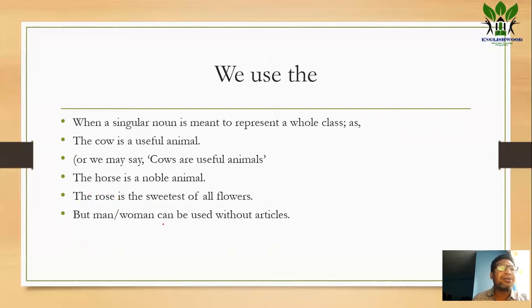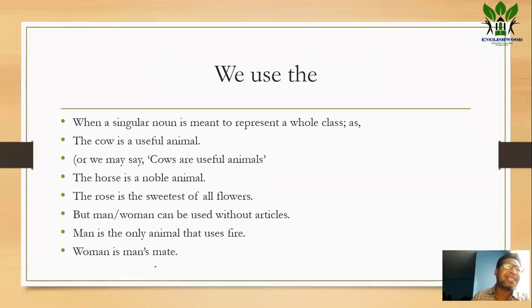But man and woman can be used without articles. For example, man is the only animal that uses fire. We don't say the man is the only animal. Okay, the is not normally used. Therefore, it's about the language of the native speakers. If they use the before, then it is used. If they don't use it, no use. That is the problem. Okay, woman is man's mate. So it is representing all men.